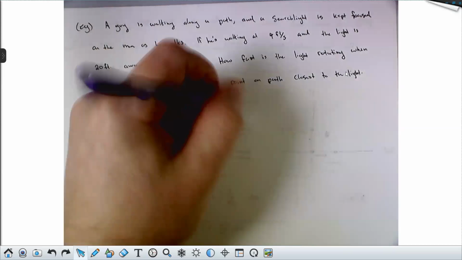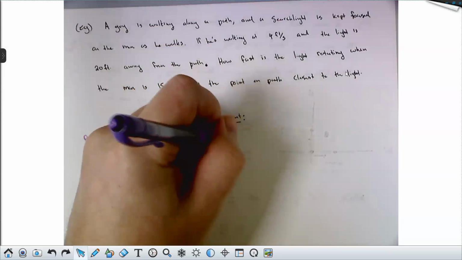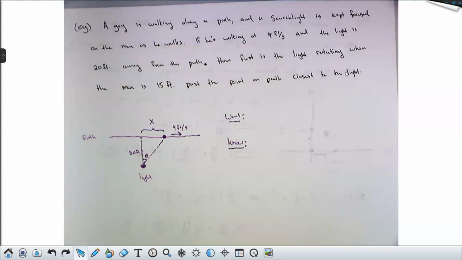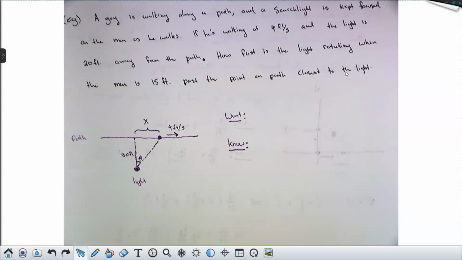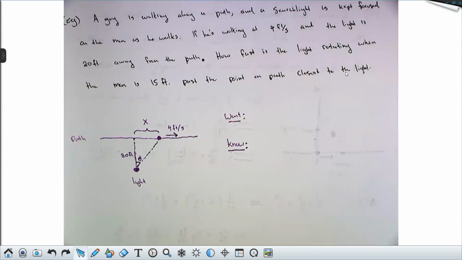What do I want and what do I know? I have a question. How fast is the light rotating when the man is 15 feet? It means X is equal to 15. Right. Yep. So what I want is something when X is 15. What is the something I'm after? When we say how fast the light is rotating, what derivative would represent the rate of change for the rotation?